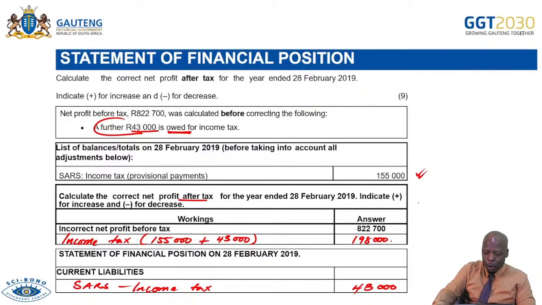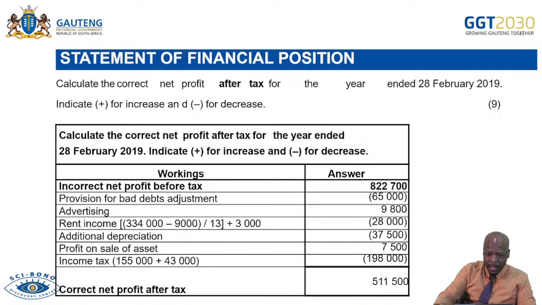Okay, so we have now concluded this question, and at the end you end up now with your correct net profit after tax, which is 511,500. We're going to take a quick 5-minute break, and after the break we're going to continue with our statement of financial position. See you after 5 minutes.